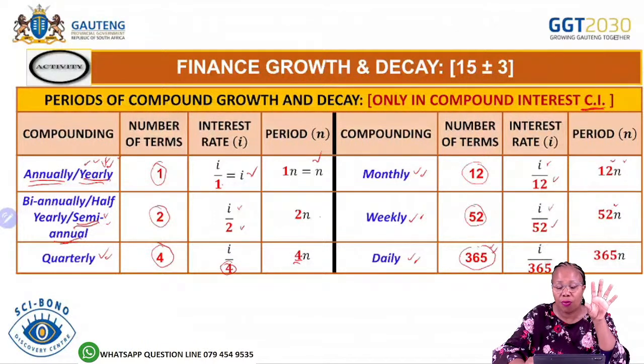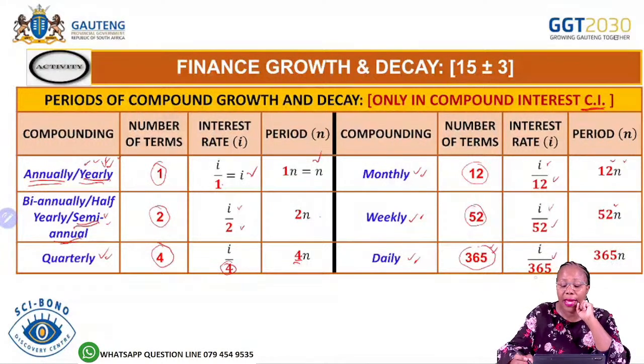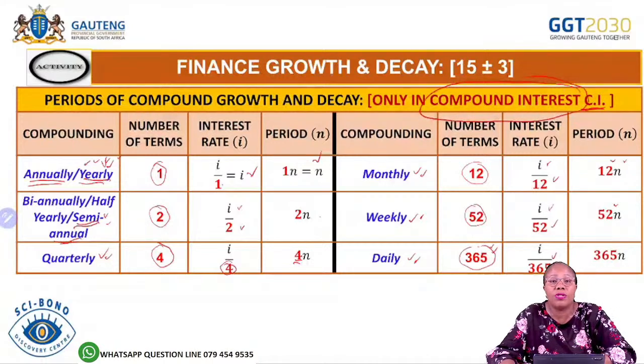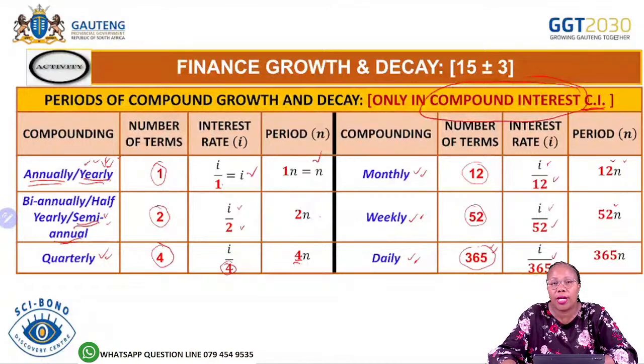Mostly they use a normal year, which is 365 days. And that will be I over 365, and 365 multiplied by N. Remember, this happens only if you are on compound interest. Check the compounding there on your statement.